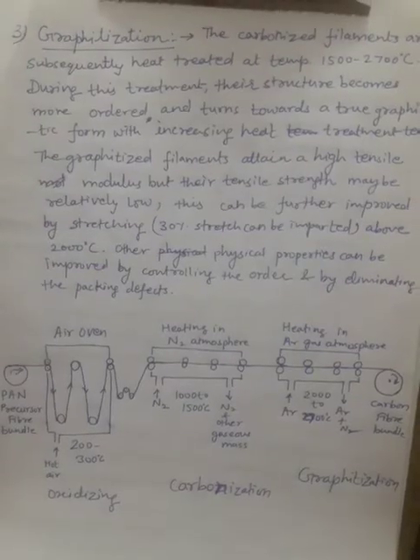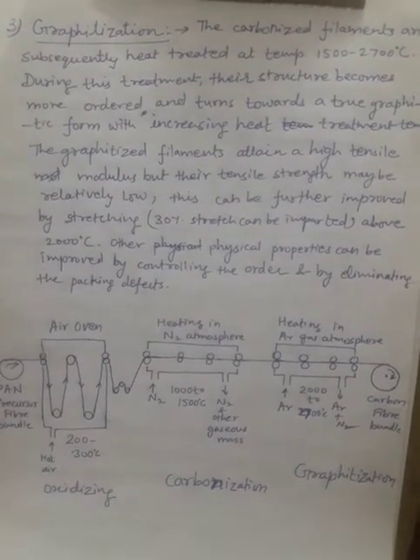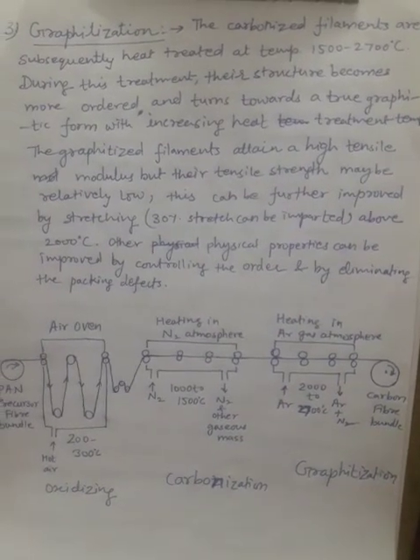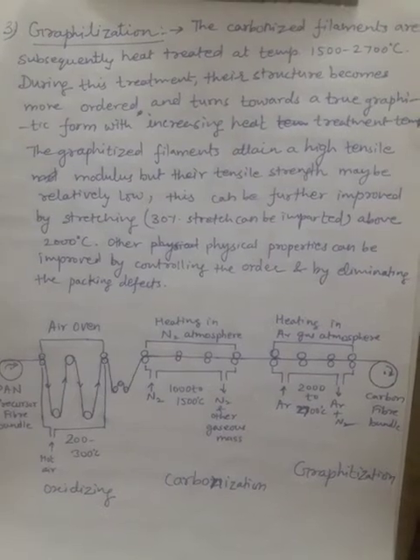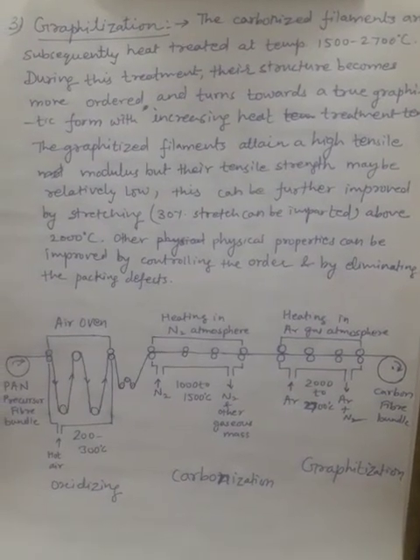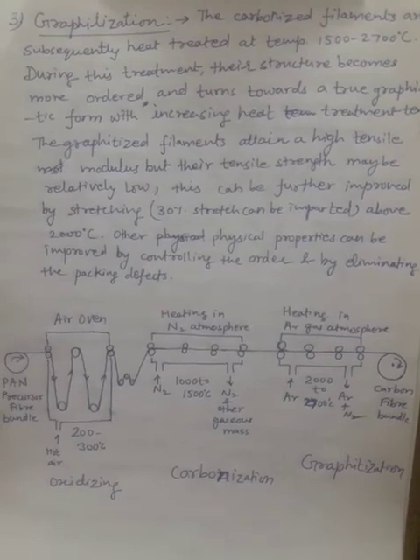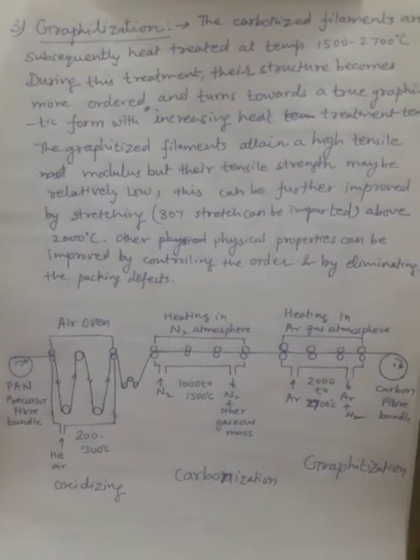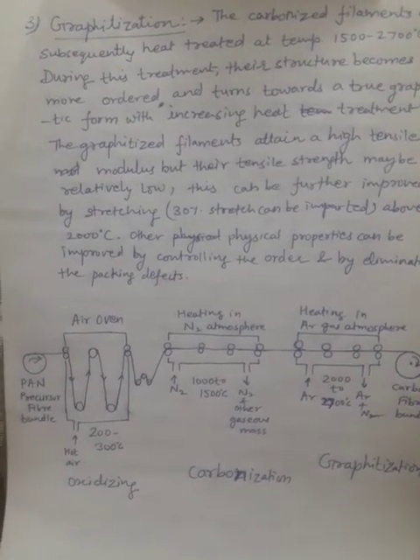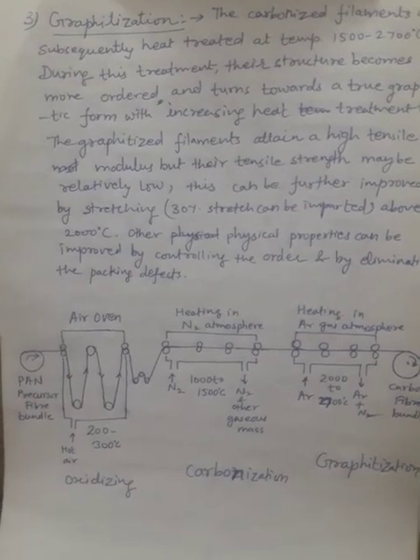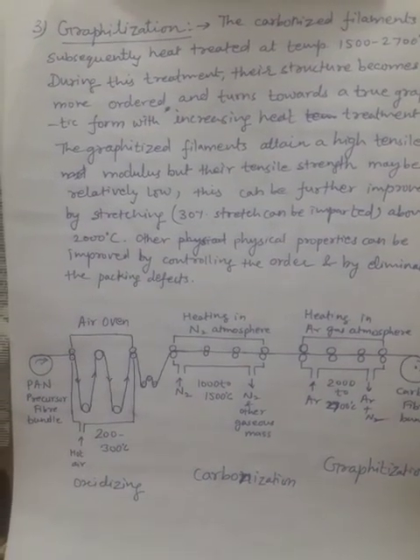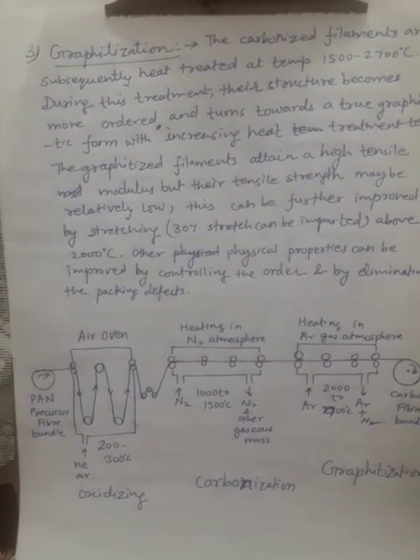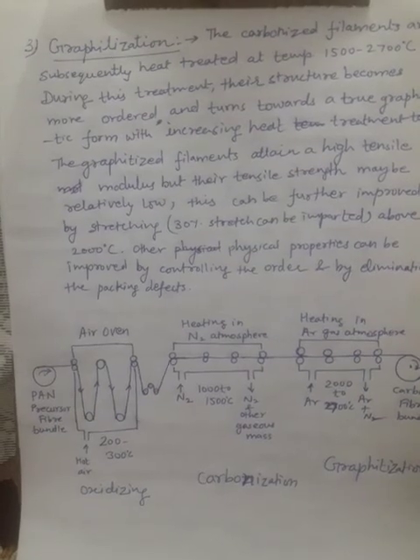Now, the third step for carbon fiber manufacturing, graphitization. The carbonized filaments are subsequently heat treated at a temperature of 1500 to 2700 degrees centigrade, and during this treatment their structure becomes more ordered and turns towards a true graphitic form. With increasing heat treatment temperature, the graphitized filaments attain a high tensile modulus, but their tensile strength may be relatively low, and this can be further improved by stretching.